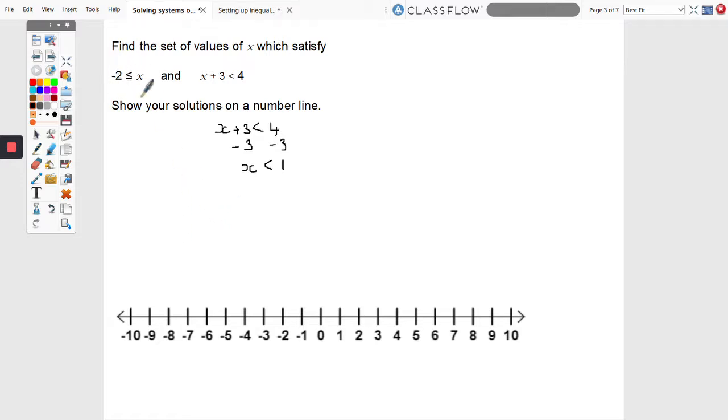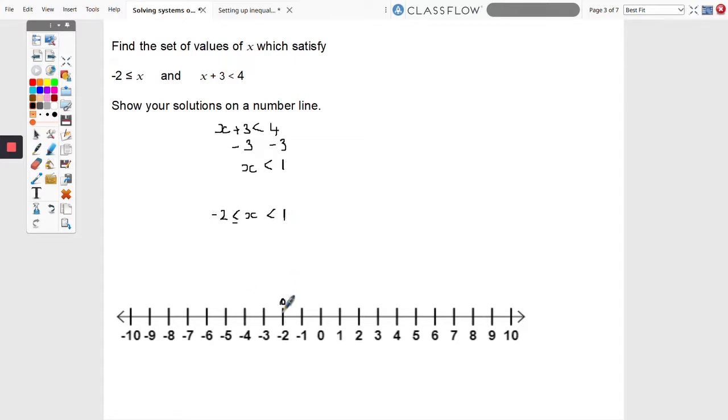Now in this case, I can actually put these two together into a compound inequality because I know that x is greater than or equal to -2, and I also know that x is less than 1. So I can write that as -2 ≤ x < 1. And then I can represent that on my number line.